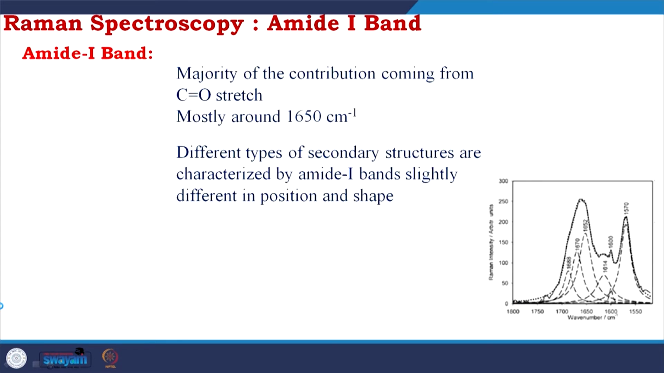So, for the amide 1 band, the majority of the contribution comes from the C double bond O stretch, mostly around 1650 centimeter inverse. Different types of secondary structures are characterized by the amide 1 band, slightly different in position and shape. So, you could do the assignment of secondary structure from the amide 1 band.